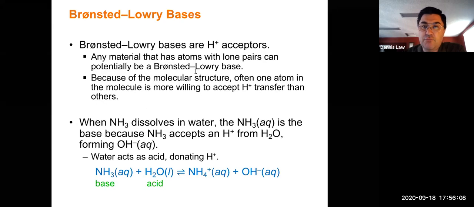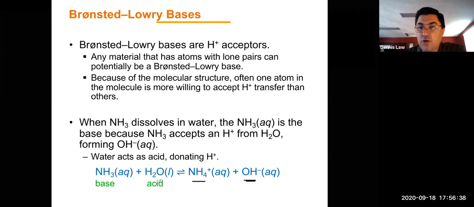Now, what about ammonia? Ammonia is NH3. It's different than ammonium, which is NH4 plus. In this case, we're going to look to see which one is donating. It looks like water is donating a proton to NH3, and it's becoming NH4 plus, and water is being left with a hydroxide. So the NH3, the ammonia, is the base, and water this time is acting like an acid.